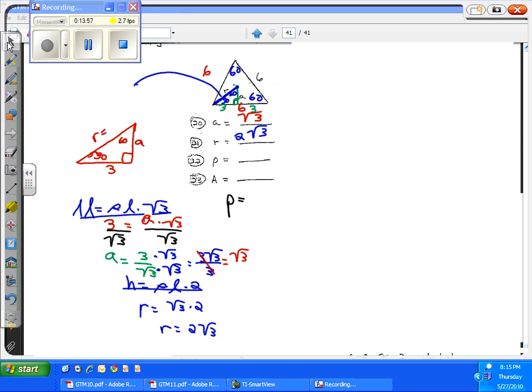The perimeter is the distance around. There's 3 sides. They're all 6 apiece, so the perimeter is 18.